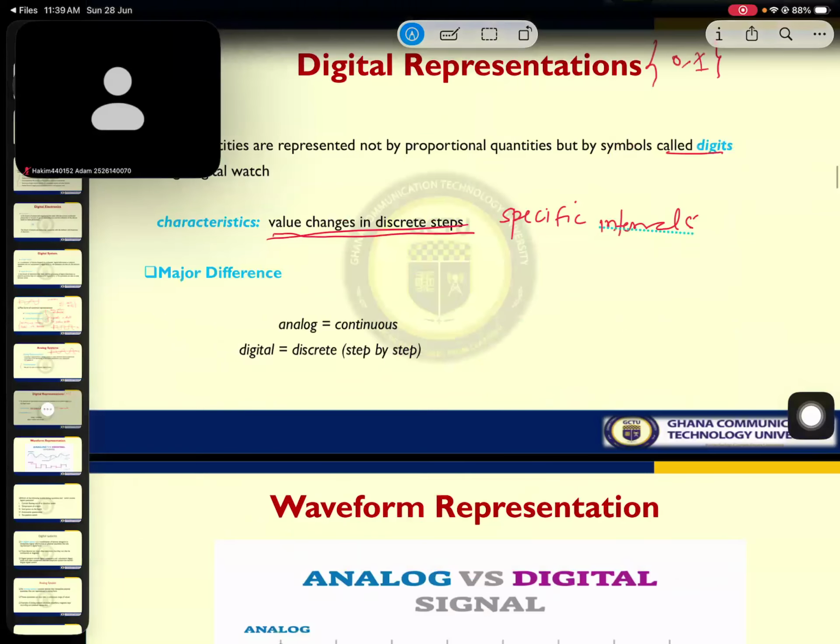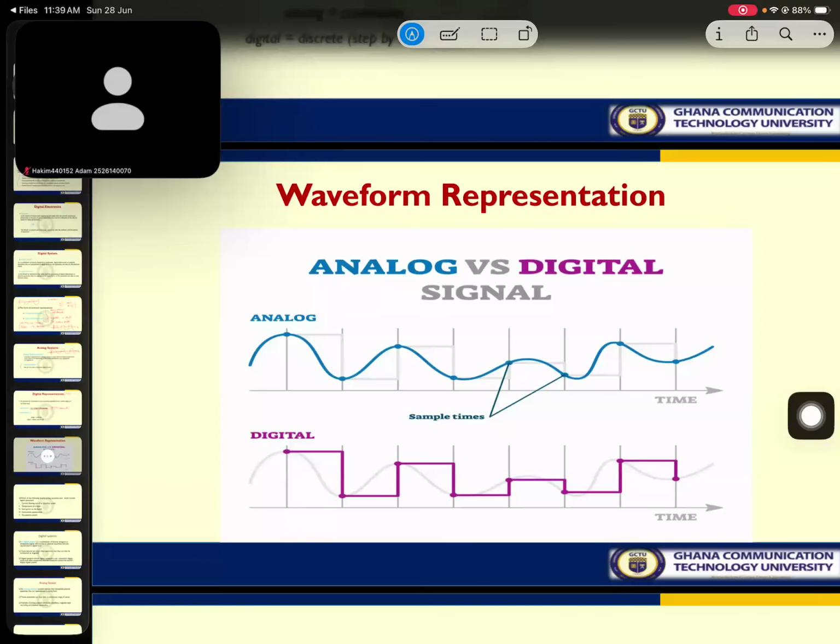Please, when you have any question along the line, kindly ask, because if you raise up your hand, I will not be able to see. So when you have any question, you can come in at any time. Feel free.